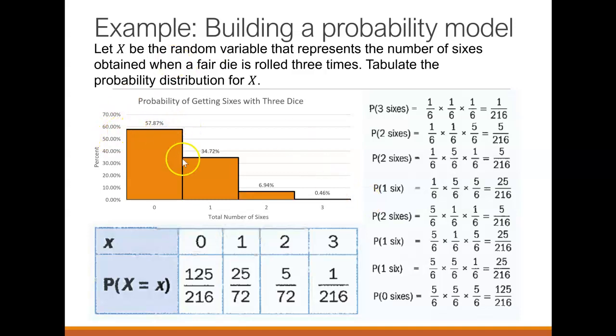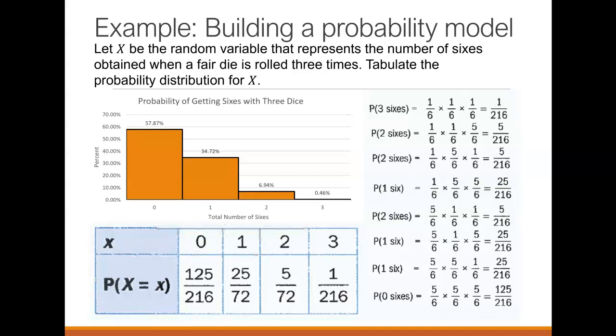So if I think about these rectangles as an area, the width of this rectangle is 1, and the height of this rectangle would be 0.5787. If I look at this rectangle, again, its width would be 1, and its height would be 0.3472. If I look at this rectangle here, again, its width is 1, but its height would be 0.0694. This rectangle, the width would be 1, and its height would be 0.0046. If I calculated the area of each of these rectangles, that corresponds to the probability of getting a 0, probability of getting 1, probability of getting 2 6s, probability of getting 3 6s, and the sum of these areas is equal to 1, right?